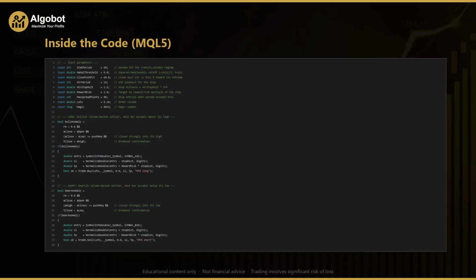The short block is the exact mirror. The bear anomaly Boolean checks a negative return, a close below the open, a strong push toward the low, and then the trigger bar's close below the anomaly bar's low. There, the entry is at the bid, the stop loss sits above entry, and the take profit sits below by the reward to risk multiple, sent with trade.sell. Clean, symmetric, and fully rule-based on both sides.